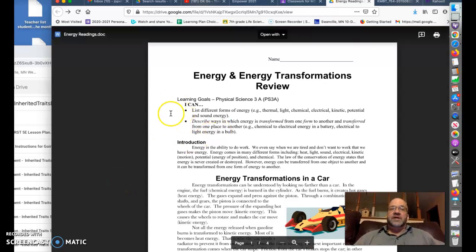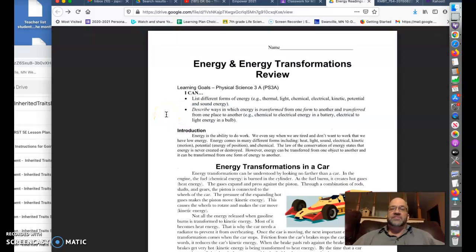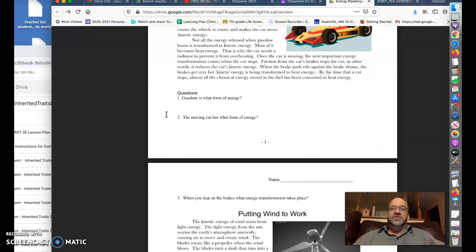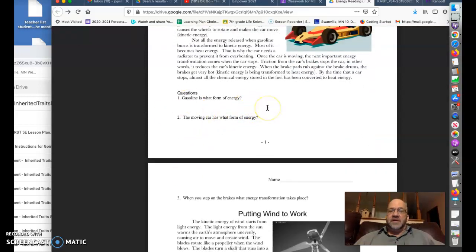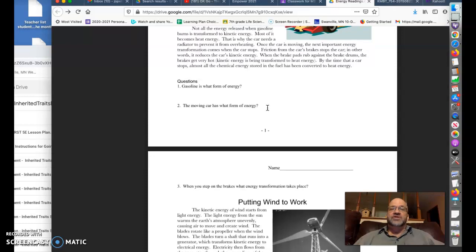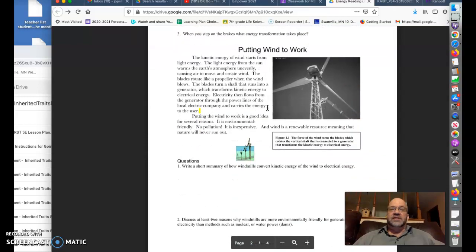So here is what I'd like you to do. I would like you to read these two articles and answer the questions below. If you cannot answer on your iPad on this sheet and turn in the assignment, then I would like you to answer these questions on a piece of paper, notebook piece of paper, take a picture, and then turn it in.